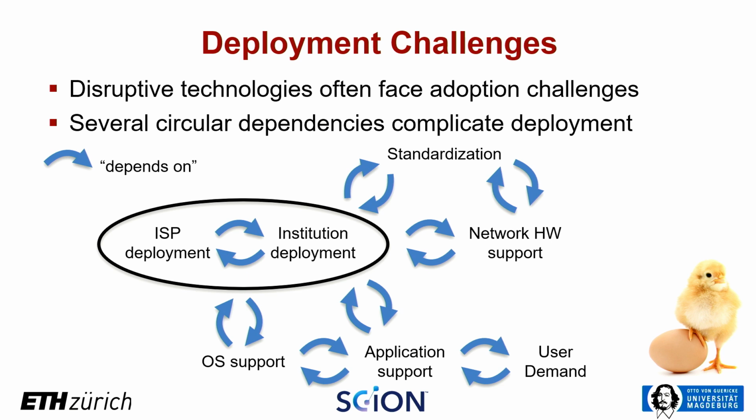Fortunately, we're able to break through a lot of these circular dependencies to get to an ecosystem that offers many of these aspects already. We've talked about standardization, that we already have a full set of standards now available. But in essence, the goal is to get to a critical mass of deploying entities so that we can break through all these circular dependencies.